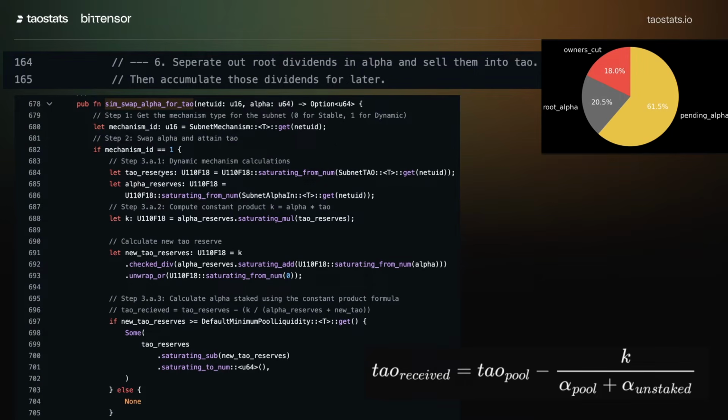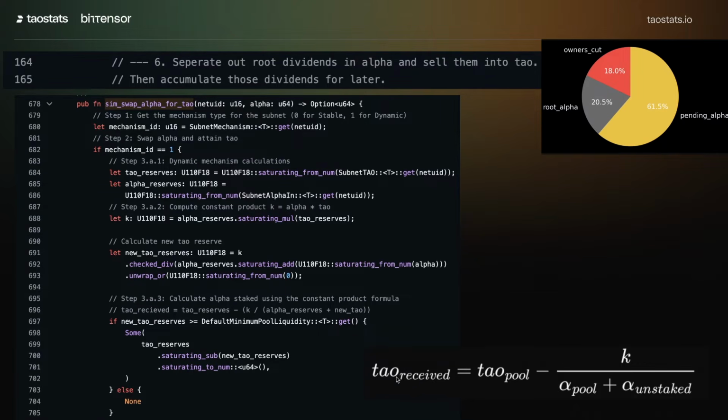The first thing we're going to do is find the amount of tau in the pool and the amount of alpha in the pool. So subnet alpha in, we're going to pull that off of the chain. And then K, this constant, is the product: alpha times tau, the amount of alpha in the pool times the amount of tau in the pool. That gives us K. They call this part of the formula the new tau reserve. So that's K divided by the alpha plus the amount of alpha that is being sold.